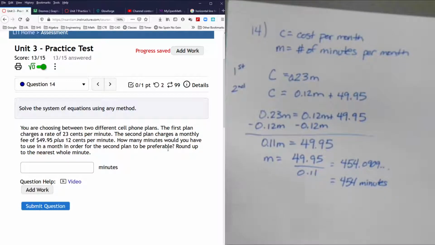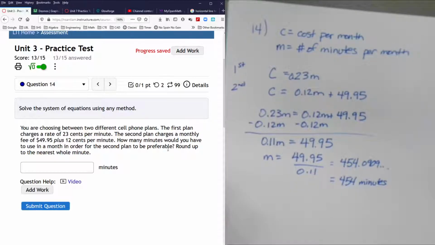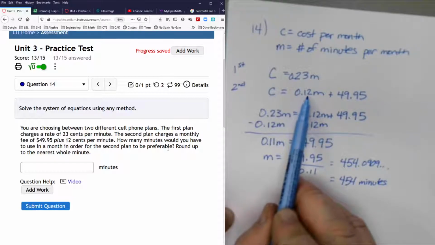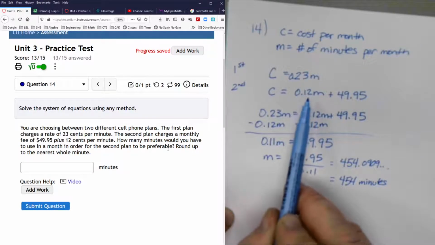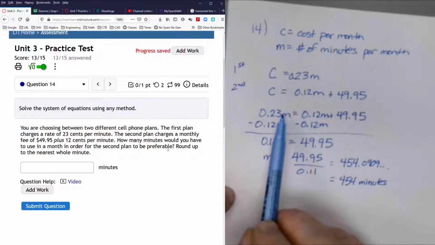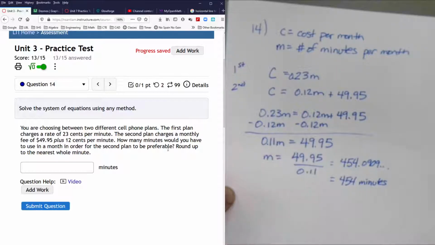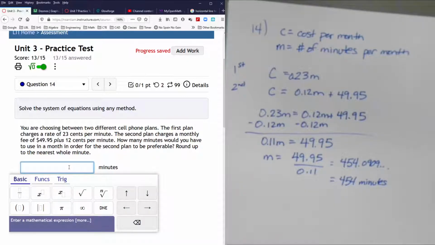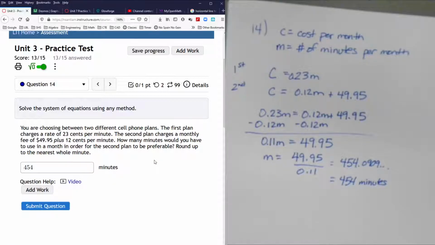Okay, so at 454 minutes, those two plans would be pretty much the same. If I had more than 454 minutes, then I'd be better off paying less per minute. So the second plan would be, right? They want to know how many minutes you would have to use in order for the second plan to be preferable. So that's going to be 454 minutes.